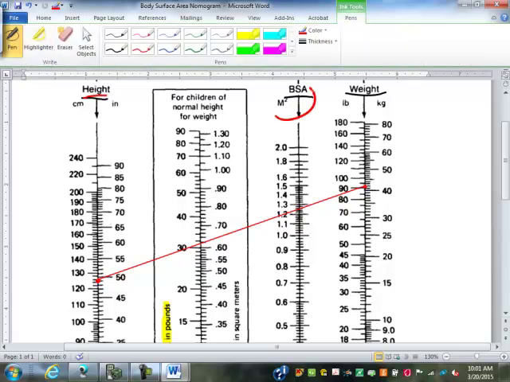So where the line crosses this axis is where it's going to be defined. So we look at that. Well, that's 1.2, and that's 1.3, so it looks like it goes up by 0.02. So 1.22, 1.24. It looks like it's right between 1.24 and 1.26. So I would call that 1.25 meters squared of body surface area.